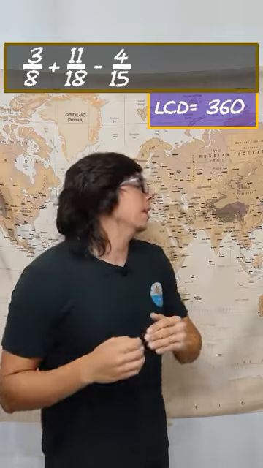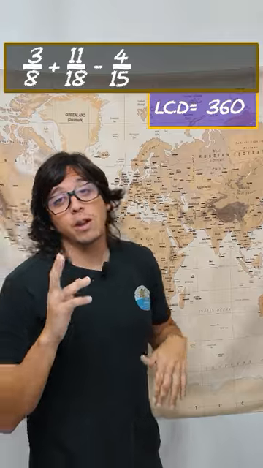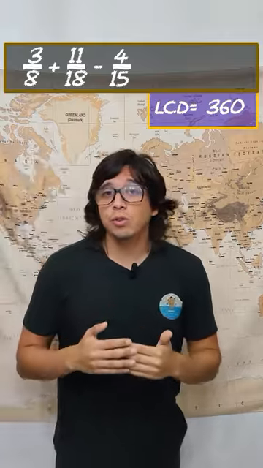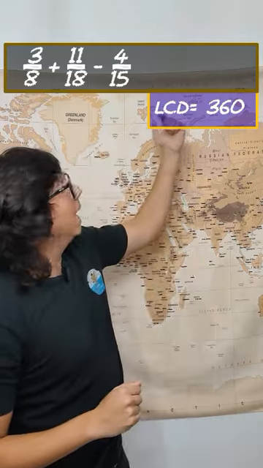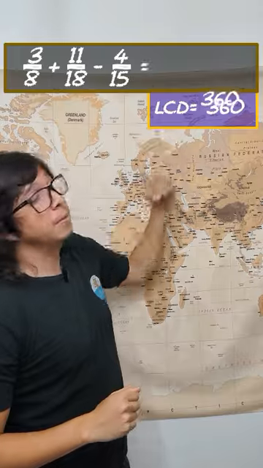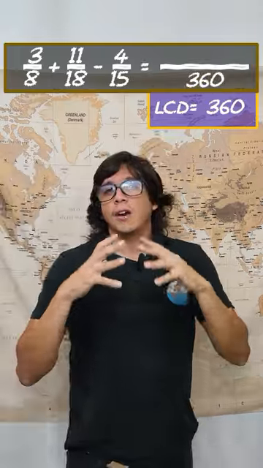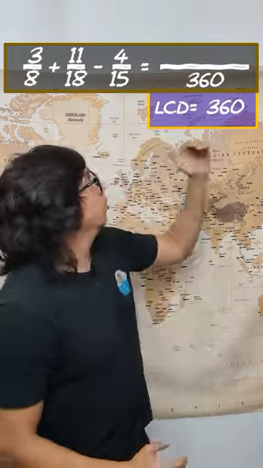In the first part of this video, we learned how to obtain the least common denominator of 360. Now we're going to use it to solve this addition and subtraction. The first step is to take the least common denominator and write it as the denominator of our answer. So our answer, no matter what it is, is going to have a denominator of 360.